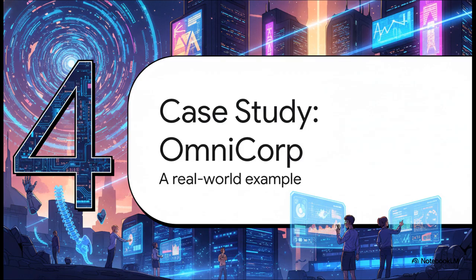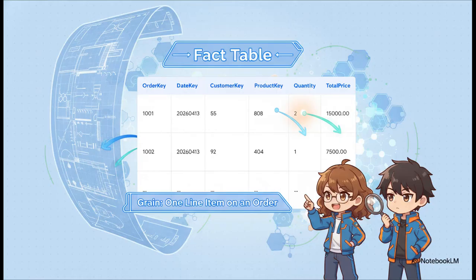Okay, theory's great, but let's make this concrete. Imagine Omnicorp, right? A futuristic company that sells cybernetic enhancements. They are drowning in transaction logs, and they desperately need to analyze their sales data to figure out what the next big market trend is. So following our blueprint, the first thing we do is build the fact table. Remember, we declared our grain as one line item on an order. So every single row you see here represents one single product purchase. And in it, we have our two numeric facts, quantity and total price.